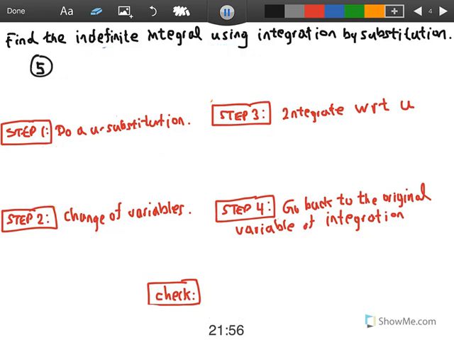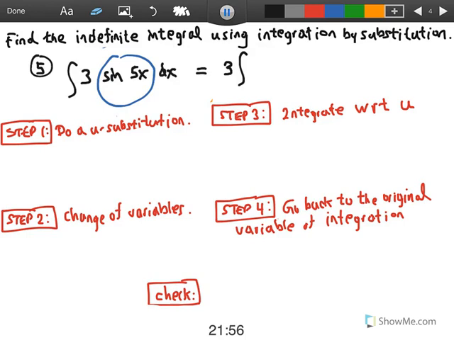We look at number 5 now. We have the indefinite integral of 3 times sine of 5x dx. And when you look at this, you do see that you have a composition of two functions here. There is that constant of 3, and as we saw with number 4, it is best to just factor out that constant.